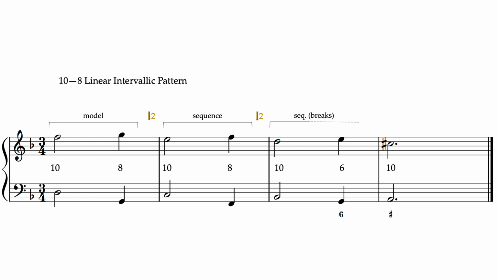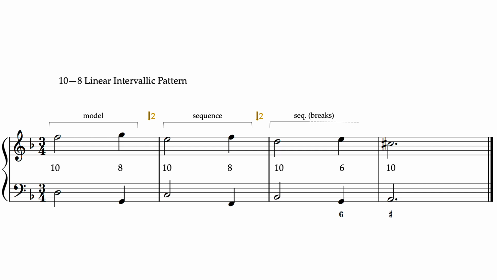Now, the LIP tells us a lot of useful information. It helps us identify where models and sequential legs happen in terms of analysis, and it also helps us understand and conceptualize how sequences work. So in this case, the linear aspect of it is we have 2 lines going on. The melodic line, and then the bass line.